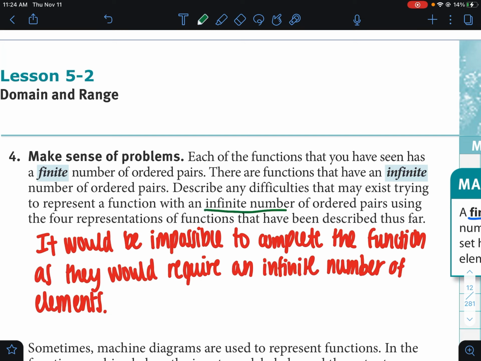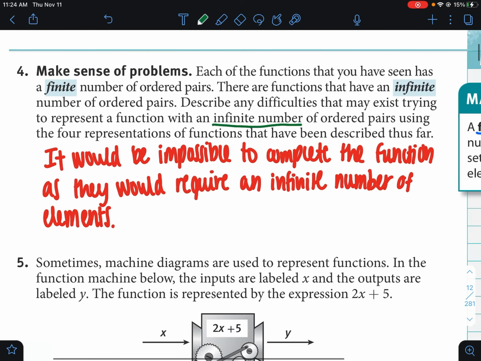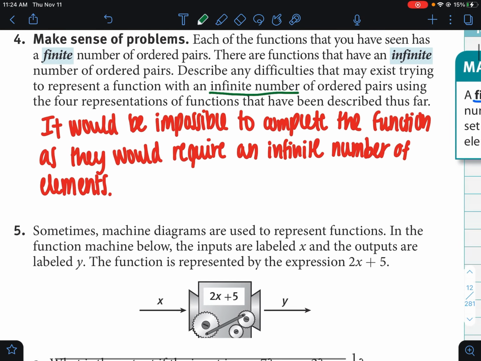Infinite means unlimited. So I'd have to make a table or a graph or a mapping that just keeps going on and on and on forever, right? That would just never stop. So that would require unlimited numbers, okay? Now, moving on to number 5 here.